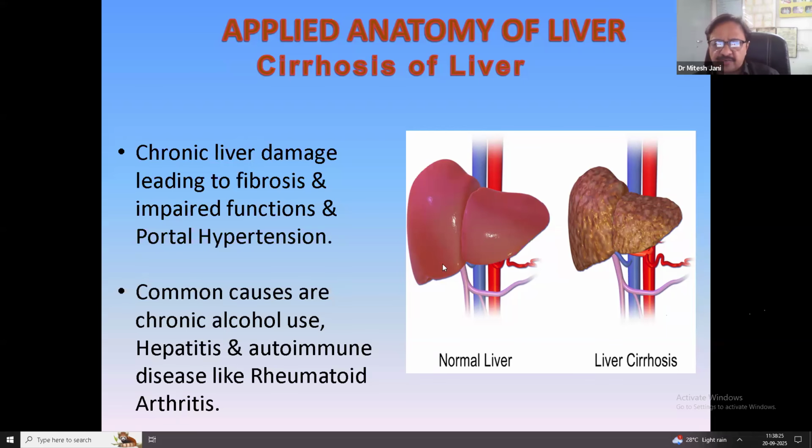So cirrhosis of the liver, see the consistency and color of the liver. This is the normal liver, and this is the cirrhosis of the liver. Then the liver is shrunken with impaired function, and it also develops portal hypertension because of the raised pressure in the portal vein.